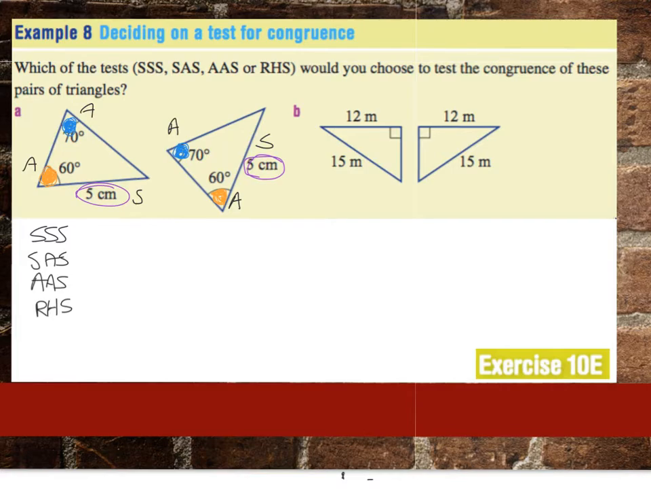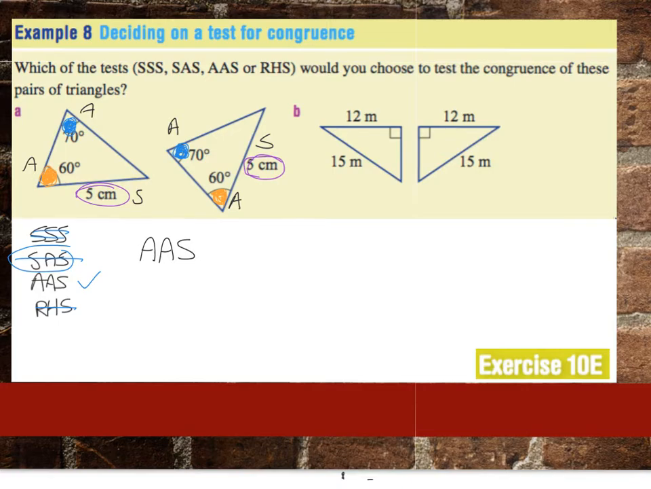Now obviously it's not side, side, side. There's a side, angle, side. Do I have two sides and two angles? No. Do I have two angles and two sides? Yes. Are there any right angles? No. So it can only be that one. So the only thing that we have to check is, do I have two angles and a corresponding side? Is the corresponding side? Yes. So the reason for congruency will be AAS.